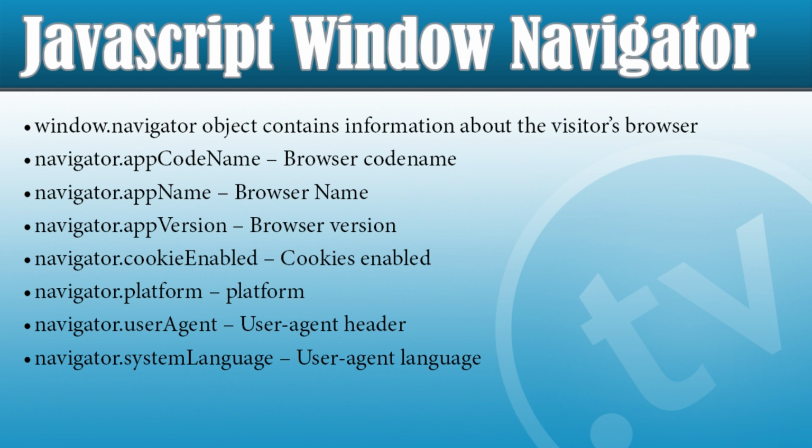A window.navigator object contains information about the visitor's browser. Navigator.appCodeName is the browser code name. Navigator.appName is the browser name. Navigator.appVersion is the browser version. Navigator.cookieEnabled tells you whether cookies are enabled. Navigator.platform is the platform. .userAgent is the user agent header, and .systemLanguage is the user agent language.